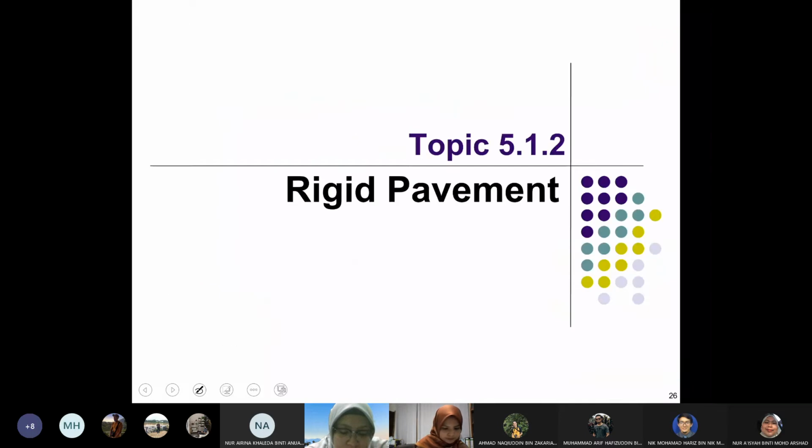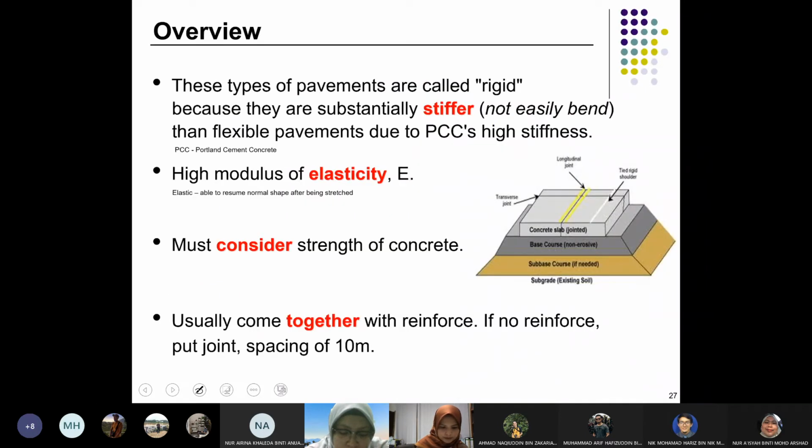Okay. Okay, next one is rigid pavement. We will not go into detail on rigid pavement sebab kita tak belajar on the design. Okay. They are called rigid because they are stiffer. Stiff tu dia keras, dia tak easily bend. Bila you ada load kat atas tu, dia tak mudah bend. Dia akan stay macam tu. Sebab tu bila you drive atas dia, dia kan rasa macam keras, bunyi, dia berbunyi. Even bila ni pun you rasa rideability, comfortability tu not that good. Okay. Right. Because of PCC is high in stiffness. Okay. High modulus of elasticity. Must consider strength of concrete.